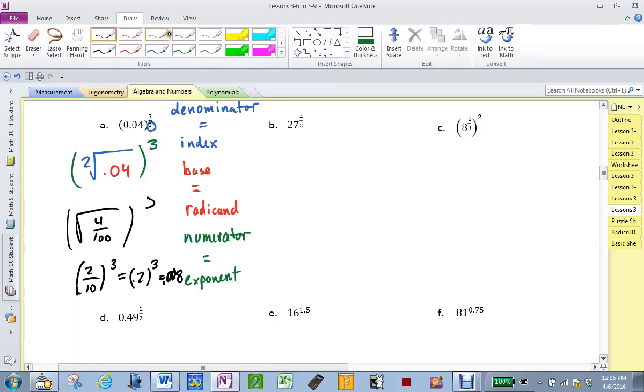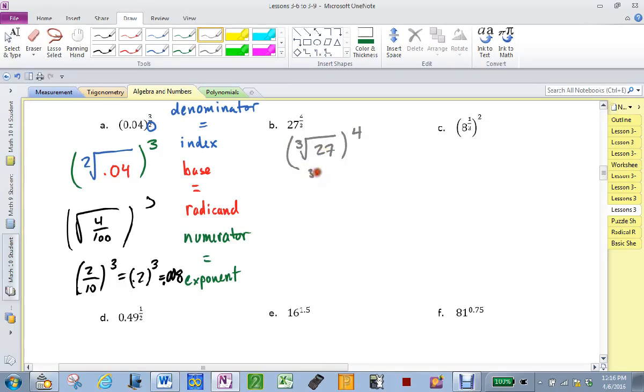Here's all our rules. So, start with the denominator. What does it become? Index. So I need a root sign with what number? 3, which means I'm looking for a cube root. This is what we just reviewed, so I'm looking for a group of 3, yes? The base becomes the radicand. What's the base here? 27. And then the whole thing gets the power of what? 4.